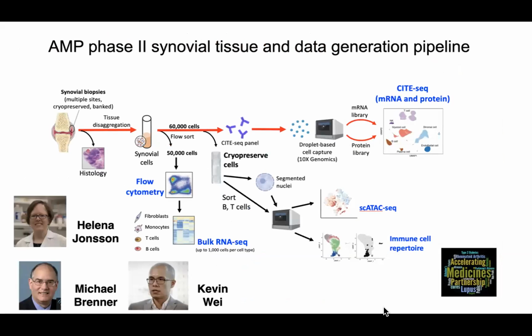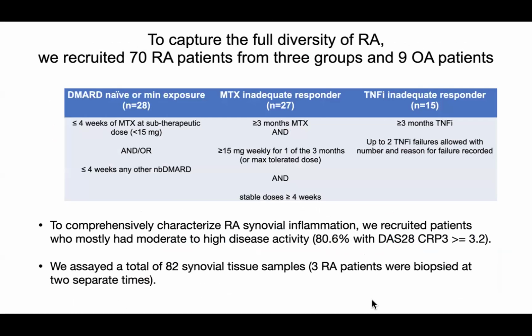So this is a pipeline. All of these samples were obtained in clinical sites, these synovial biopsies. These biopsies were obtained and shipped to Boston, to Michael Brenner and his team, Helena Johnson and Kevin Way, where these samples were then disaggregated and sent for multiple technologies. I'm going to be focusing a lot on the 10x technology, where they were assayed with CITE-seq to obtain RNA and protein level data.